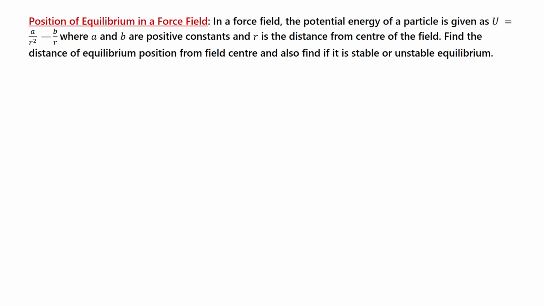So this problem says, in a force field, the potential energy of a particle is given as U equals A by R squared minus B by R, where A and B are positive constants and R is the distance from the center of the field. We have to find the distance of the equilibrium position from the field center, and we also have to find if it is a stable equilibrium or unstable equilibrium. So how will you do this problem?